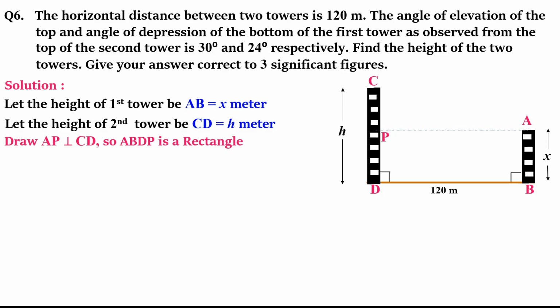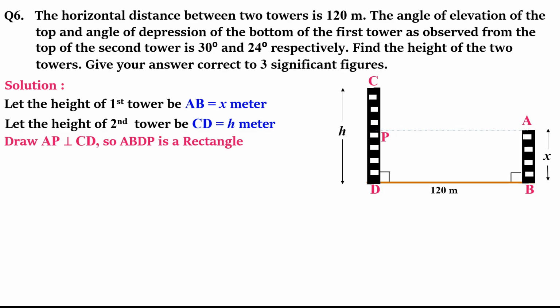Now I can draw the line of sight AC and make the angle of elevation with AP, and then I can draw the angle of depression again using AP and the line of sight AD. Before that, we can see we have a right triangle formed over here, because angle B is 90, angle D is 90, and by dropping perpendicular AP on CD we have angle P also as 90.